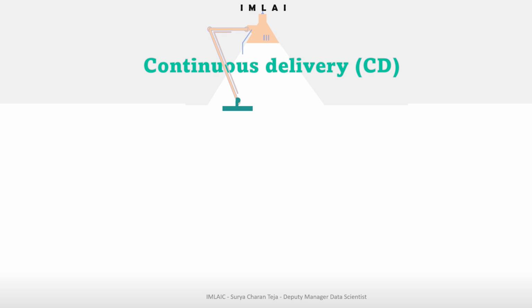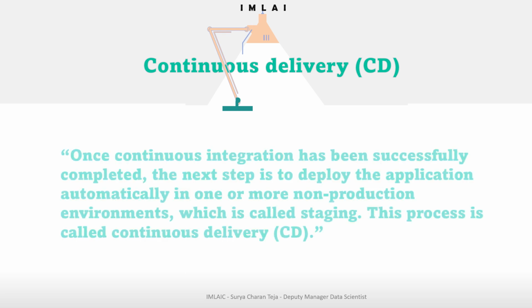We have just seen what continuous integration is. So now let's look at continuous delivery practices. Once continuous integration has been successfully completed, the next step is to deploy the application automatically in one or more non-production environments, which is called staging. This process is called continuous delivery.